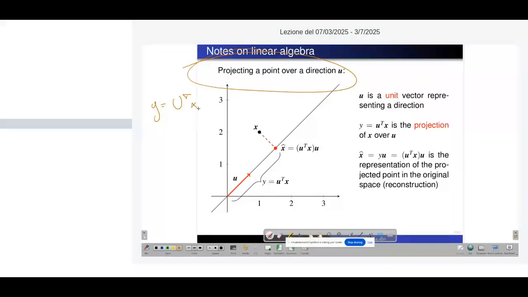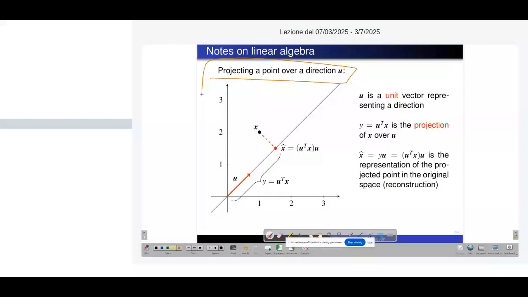In the case of PCA, what we do is we transform our data by projecting the data into a smaller subspace. So we take our input samples and we project them into a smaller space. What does it mean to project a sample in a subspace? We start defining what it means to project a point over one direction, and then we generalize it to several directions.